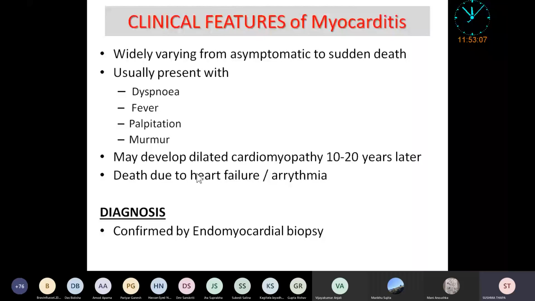In general, they may have dyspnea, shortness of breath, fever, palpitations, and may present with a murmur at times. But usually the patient may develop cardiac features 10 to 20 years later, such as dilated cardiomyopathy. The confirmatory diagnosis is by endomyocardial biopsy. Only after the biopsy can you confirm that the patient has myocarditis.